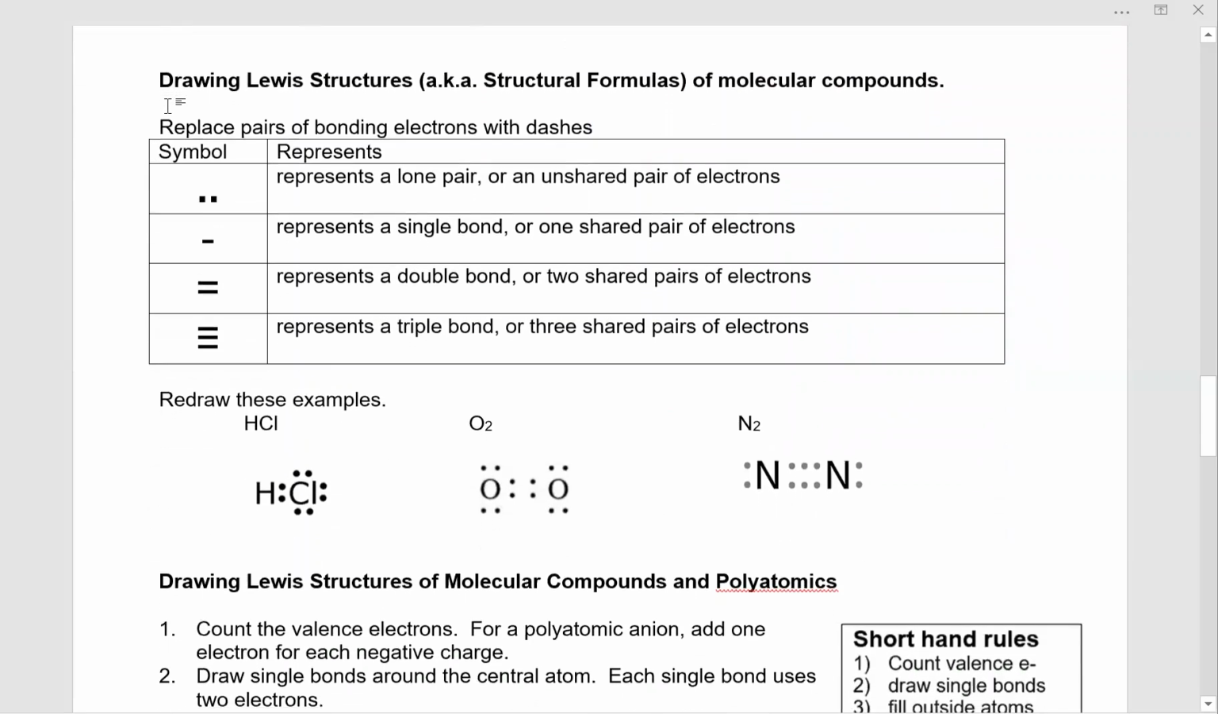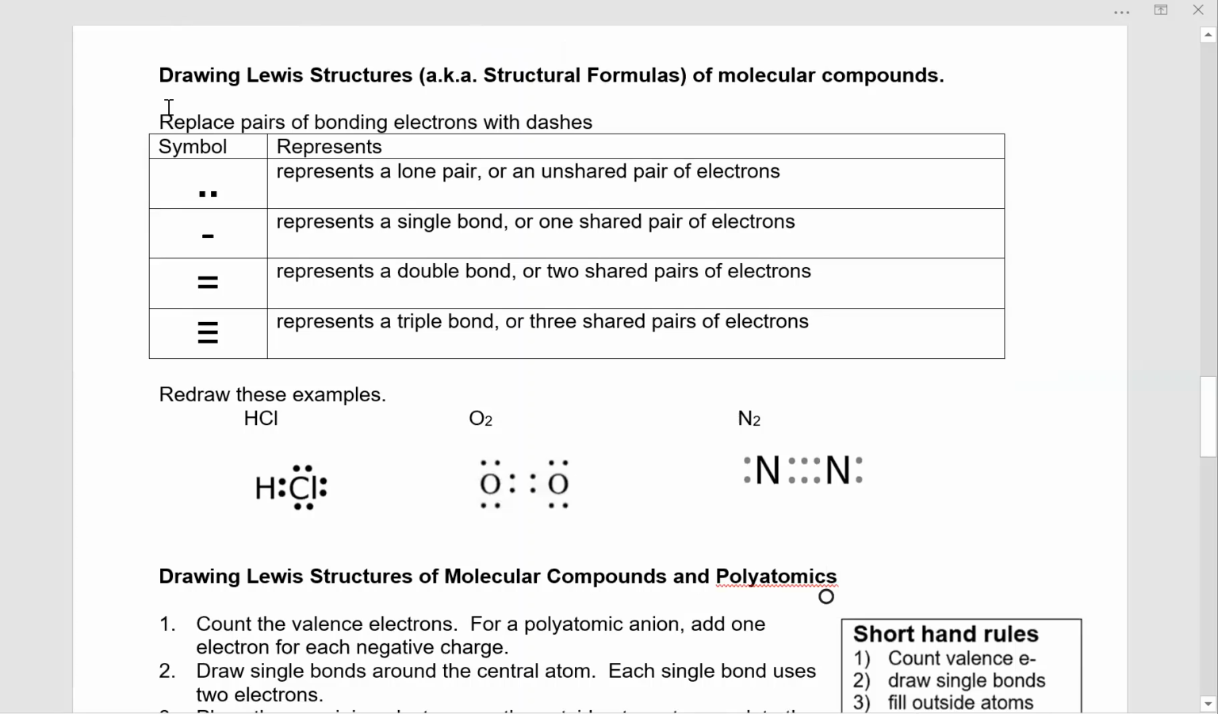So what we're going to look at next is drawing molecules and replacing all those dots with some lines because things get very, very confusing looking. So we're going to replace pairs of bonding electrons with dashes. We're going to keep the double dots for a lone pair or an unshared pair of electrons. We're going to represent a single bond by a dash. So, for example, down here with HCl, this is going to become H-Cl. Okay, so we replace a shared pair of electrons with a dash.